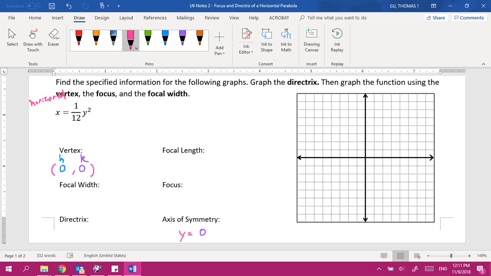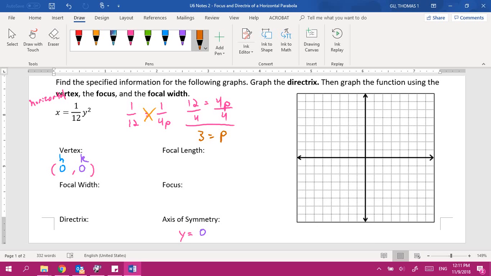I forgot that too. 1 over 4k. Or equal to 1 over 4p? Yes, 1 over 12 equals 1 over 4p. And that's right, you cross multiply. And then you get 12 equals 4p. Right? And then you divide by 4. Yes. And then you get 3 equals p. Very good. So now we have all the values we want.